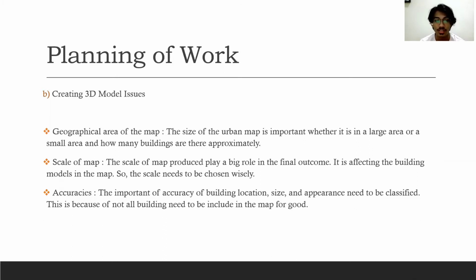The second one is scale of map. The scale of map produced plays a really big role in the final outcome. This is because it will affect the building models in the map. So the scale needs to be chosen wisely. And the last one is accuracy. The importance of accuracy is that the building location, size, and appearance need to be classified. This is because not all buildings need to be included in the map for good.